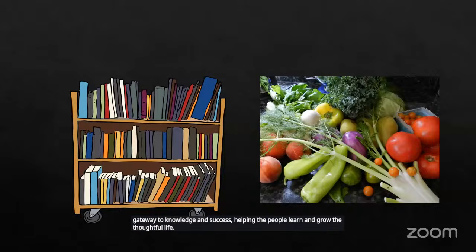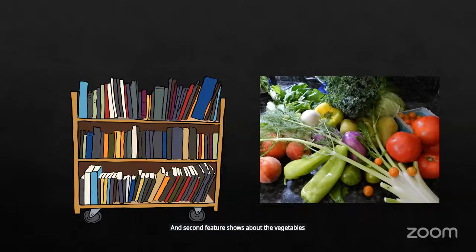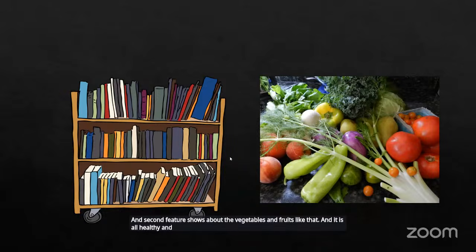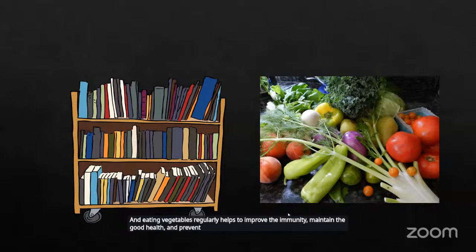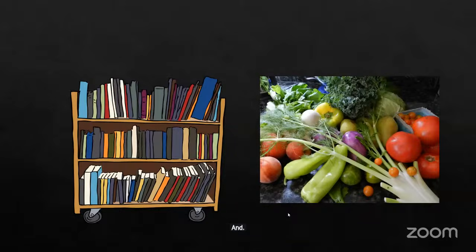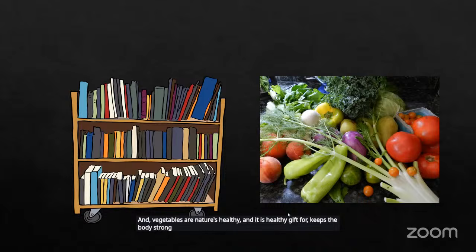And the second picture shows vegetables and fruits. They are healthy and nutritious foods essential for a balanced diet, and they provide the vitamins, minerals, fiber, and energy needed for the human body. Eating vegetables regularly helps to improve immunity, maintain good health, and prevent diseases. Vegetables are nature's healthy gift for keeping the body strong, fresh, and full of energy. Thank you, sir. Thank you so much.